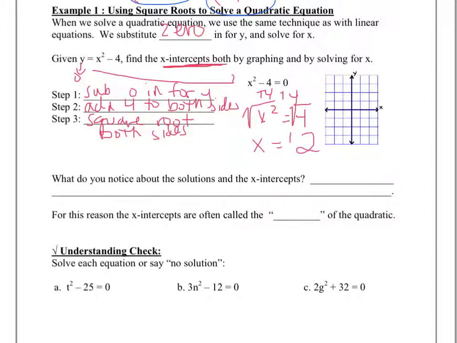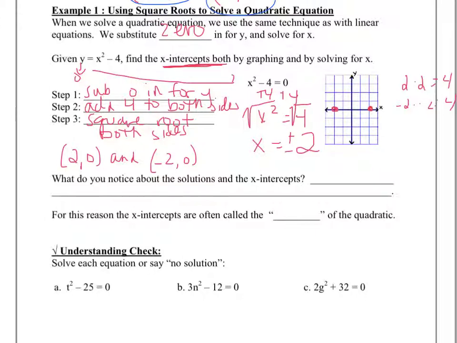But it could be positive 2 or negative 2. Remember, because positive 2 times positive 2 is 4, and negative 2 times negative 2 is also equal to 4. So the intercepts here: x could be 2 when y was 0, and x is also negative 2 when y is 0. So I'm going to graph both of these points on my graph: 2, 0, and negative 2, 0.